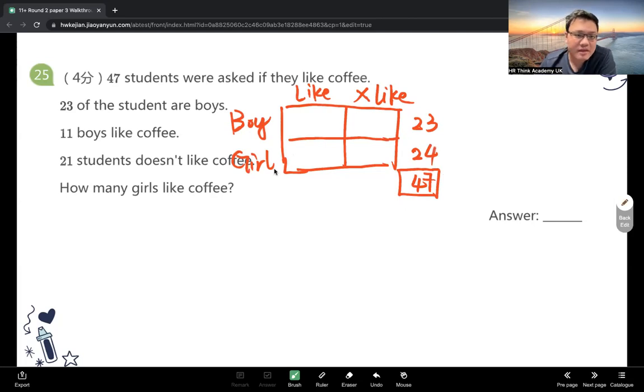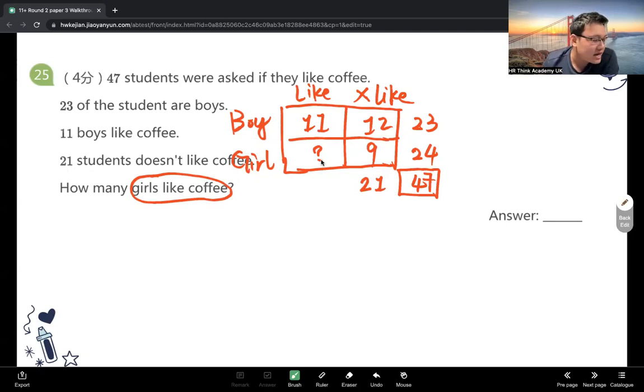Okay. And then it tells you that 11 boys like coffee. So this will be 11. And then how many boys don't like coffee? That'll be 23 minus 11, you got a 12. And then it says 21 students don't like coffee. So that means at the bottom of this column, don't like coffee will be 21. Then how many girls don't like coffee? That will be 21 minus 12, you got a 9. And then how many girls like coffee? It's asking you about this number, right? So you need to use 24, take away 9. That equals 15.